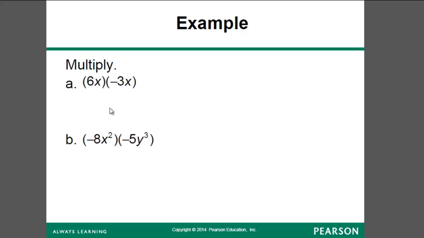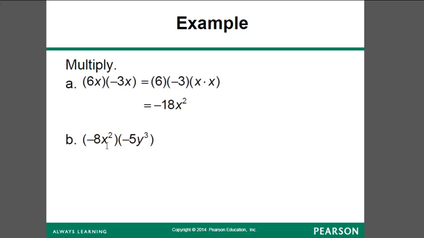Here are a couple of other examples. I have 6x times negative 3x. Well, if I look at it and multiply my 6 times negative 3 and then my x times x, I will get negative 18x squared, because remember, 1 and 1.